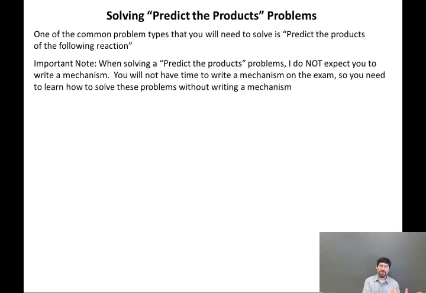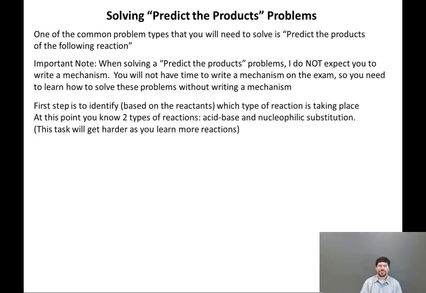Mechanism problems are an important class of problems, but for those problems you are given the starting materials and the products, and you are told to write a mechanism to show how you get from point A to point B. For these problems, you have to come up with the product. Now, having some idea of how the mechanism works will help you solve these problems, but you don't have to write out all the steps in their gory detail with all the curved arrows. Okay, so let's get down to work.